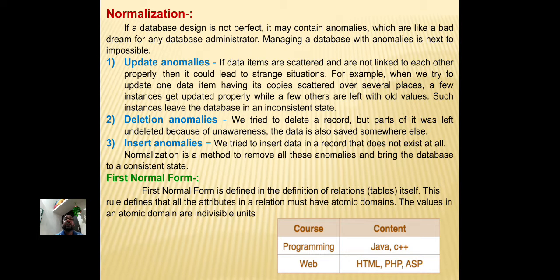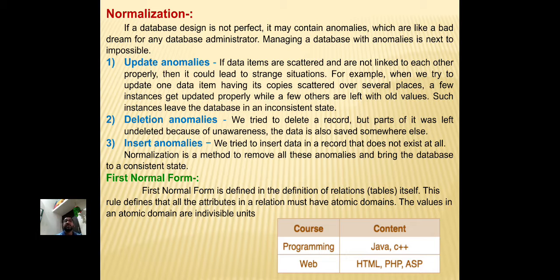Second, deletion anomalies. We try to delete a record, but part of it is left undeleted because of unawareness. The data is also saved somewhere else. Third, insert anomalies. We try to insert data in a record that does not exist at all. Normalization is a method to remove all these anomalies and bring the database to a consistent state.